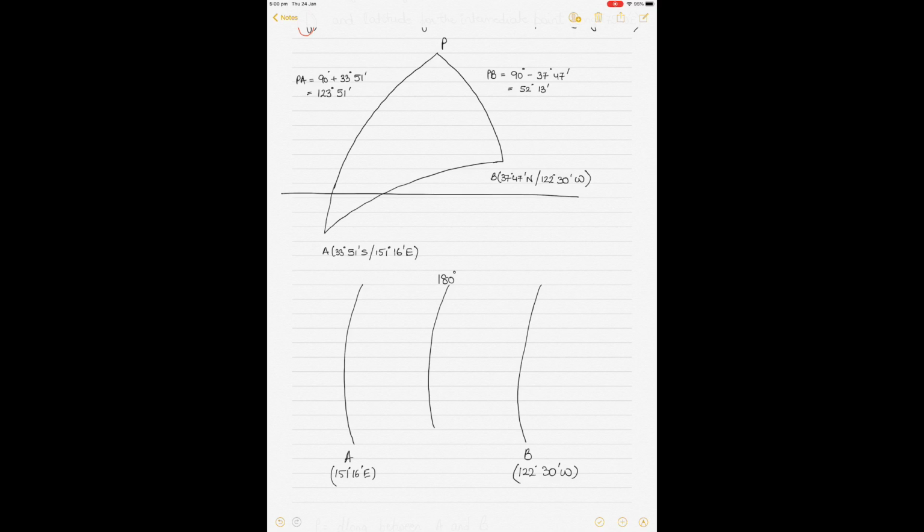A and B are plotted. Now you have to find out side PB. So this is a spherical triangle, PAB forms a spherical triangle, and if I have two sides and the included angle between them, I should be able to solve the question.